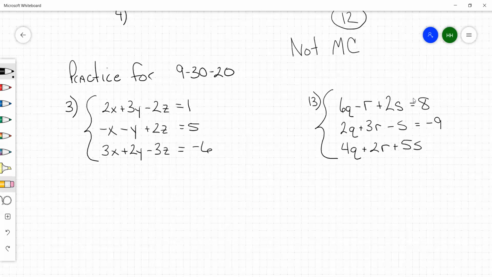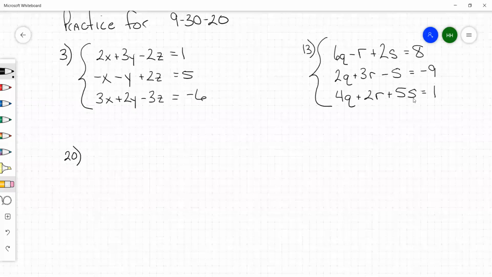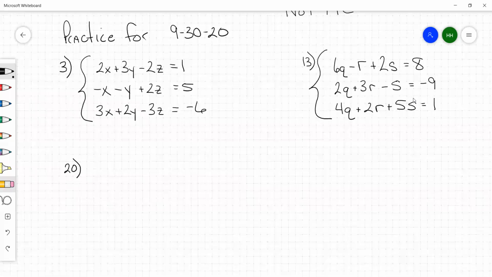Those are z's in this problem. I know my z's look a lot like 5s, but that's a 2z, and that's a negative z, and that's a 5z. So what's that? I did 3. I did 13. And we'll do 20. X plus 4y minus 5z.